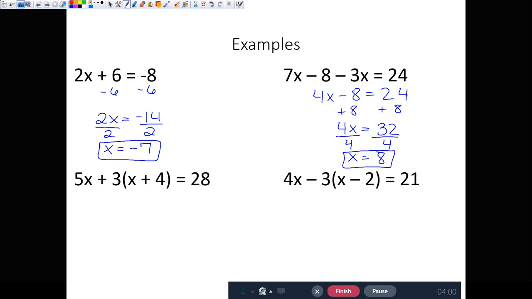Okay, our first step is to distribute. Do I have anything to distribute here? Yes, I have a number next to a grouping symbol, which means that I'm multiplying. So 3 times x would be, and 3 times 4 would be, okay, my next step is to eliminate fractions. Do I have fractions? No. My next step is to combine like terms. Do I have like terms? Yes. What's 5x plus 3x? 8x.